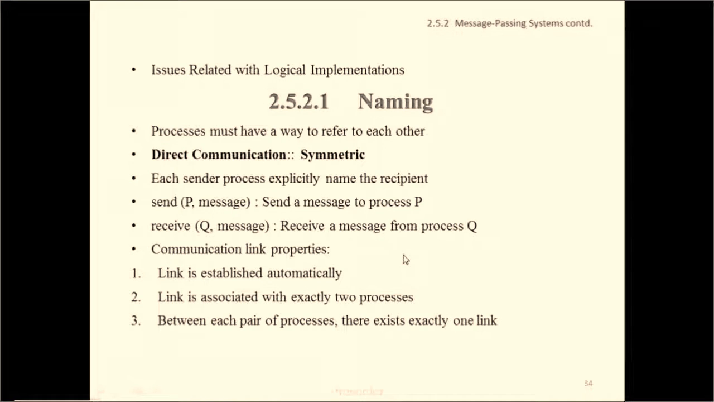This communication link has certain properties. Link is established automatically because P is there, sender is Q. So between P and Q the link gets established automatically. Link is associated with exactly two processes because there can be only one name mentioned here. Between each pair of processes there exists exactly one link. So there are not multiple paths among the two processes.